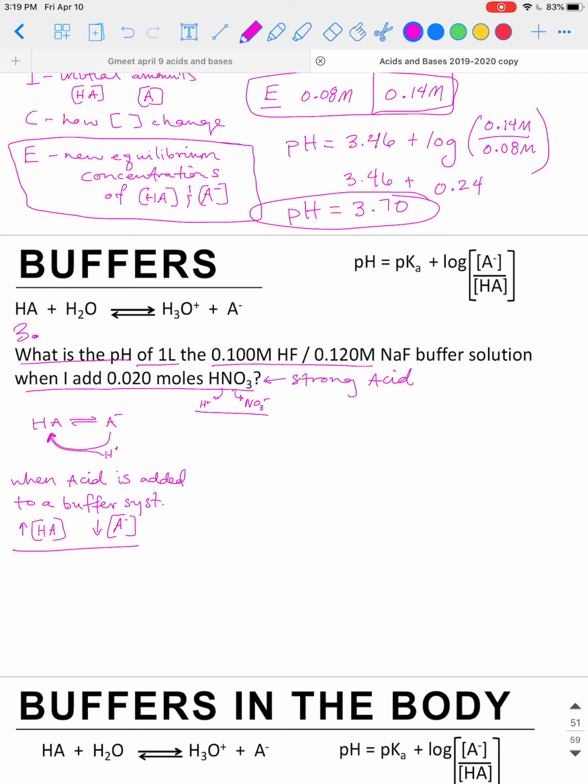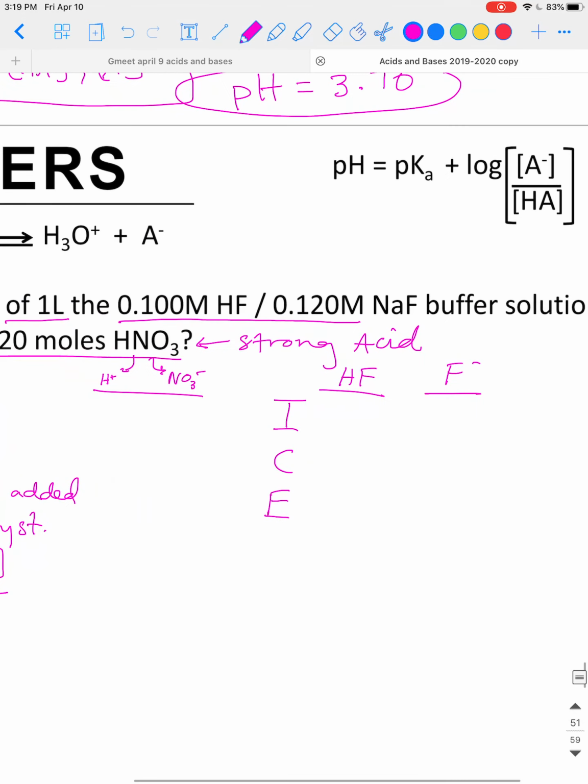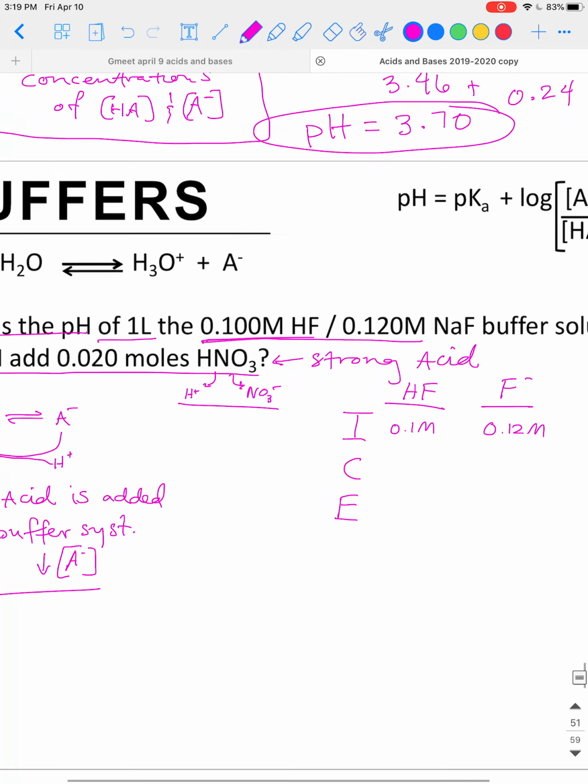All right, now let's do our actual ice chart. Here's our ice chart. We're going to have a column for the weak acid, which is HF. We're going to have a column for the conjugate base, which is F minus. Initially, how much do we have? The problem tells us that we have 0.1 molar HF, and we have 0.12 molar of NaF, or F minus, which is the conjugate base.